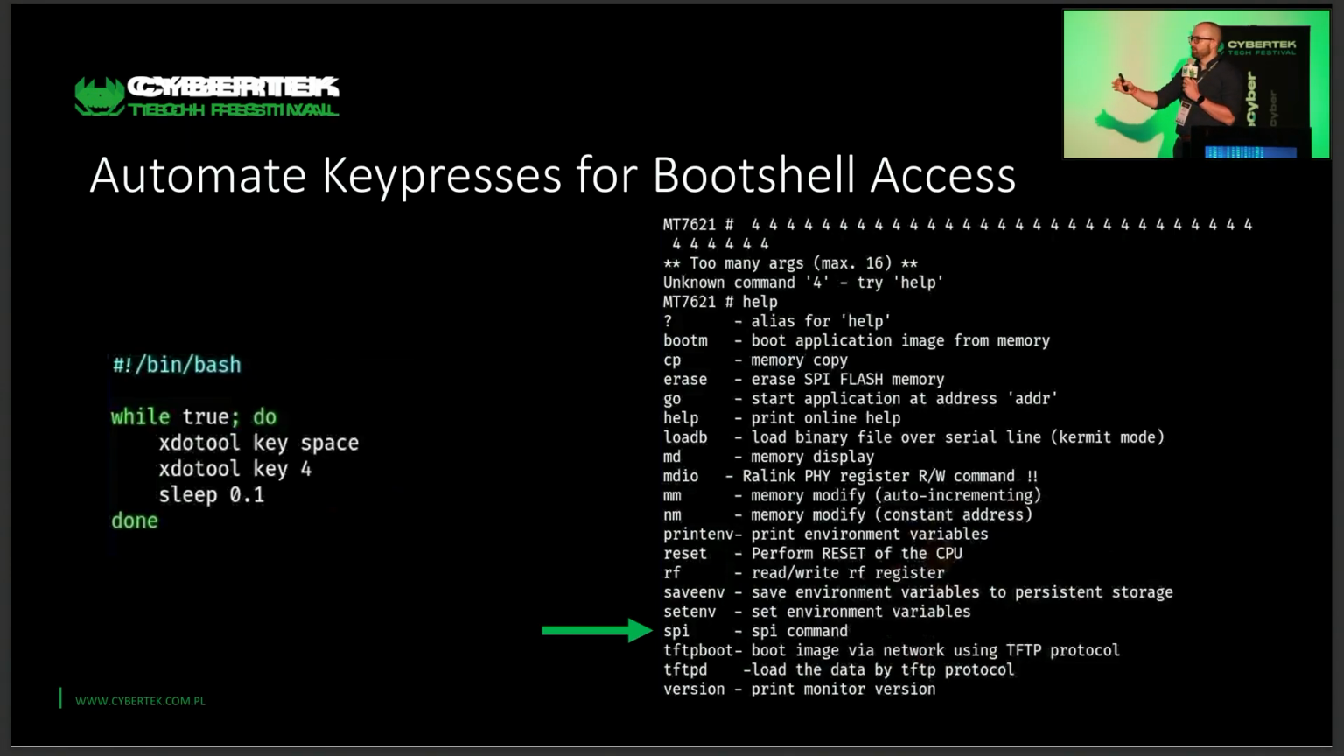On the left side, you see a very simple bash script where I utilize XDO tool. This is a standard tool in Kali Linux to send key presses. And here I instructed it to send a spacebar press, followed by number 4 press, sleep for 0.1 second, and then rinse and repeat. We start the script, start the device, and we hit the boot shell.